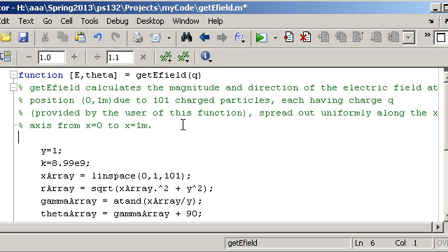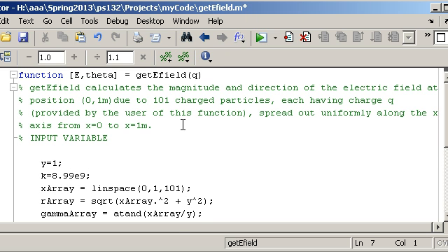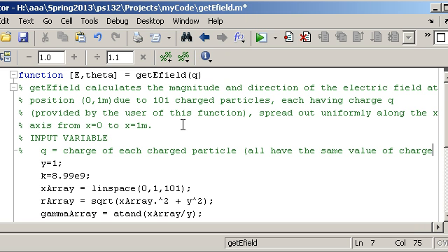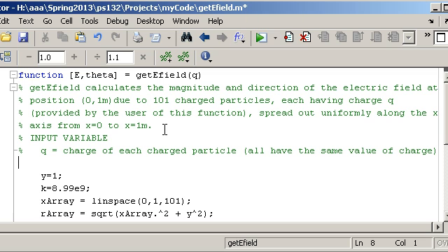And then we need to do input variable Q: charge of each charged particle. It'll have the same value of charge.